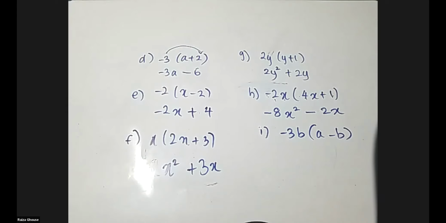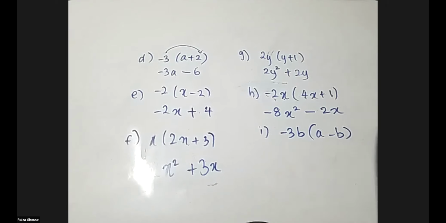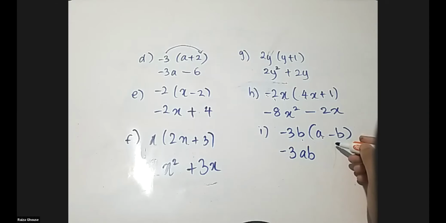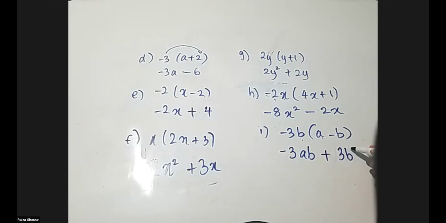Okay, right. Minus 3b into a, what is it? 3b into a, you can write ab, oba. Good, very good. And here, very good, Rishma. Minus into minus is plus, and 3b into b will be what? 3b squared. Very good. That's all the answer.